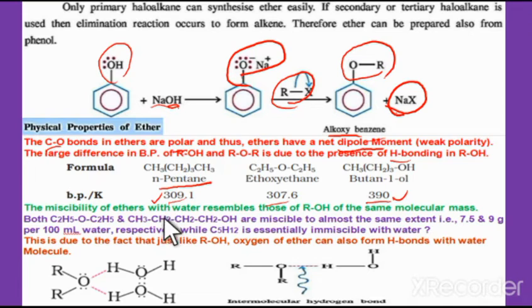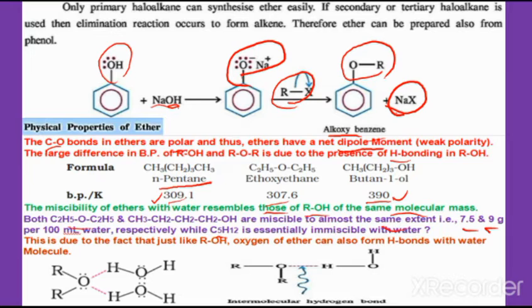The miscibility of ethers with water resembles that of alcohols of similar molecular mass. Both ethoxyethane and butanol are miscible to almost the same extent, 7.5 and 9 grams per 100 ml of water, while pentane is immiscible in water due to its more hydrophobic nature.